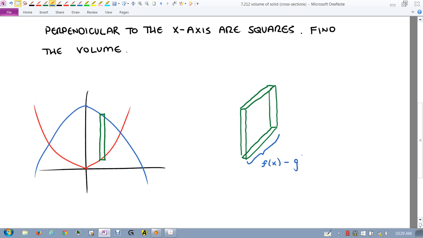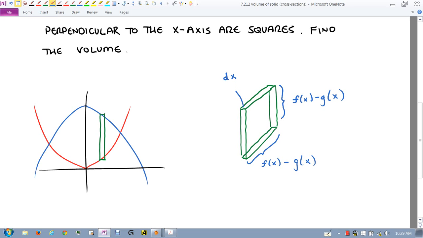Because that's really just the height of that rectangle to start, right? I mean, from here to here, that's the f minus g. We've been doing that over and over and over. But since this is a square, this is also f minus g, because it's a square. And then the only thing left is the little width. But what's the width? dx.